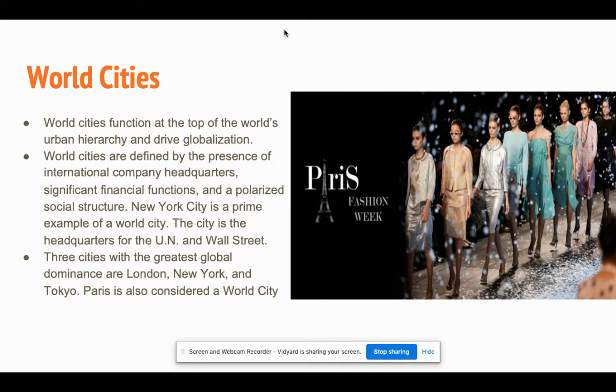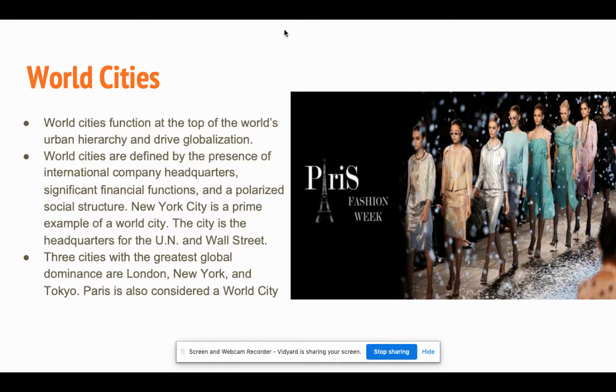One of the greatest examples of globalization is something called world cities. World cities are basically these cities around our world today that are the top of the urban hierarchy. What I mean by that is that they are so influential in influencing other cities around the world as well as other communities around the world. These world cities help to drive globalization. The image you see on the screen right now is of Paris's Fashion Week. If you think about some of the fashion trends that happen in Paris, they trickle down to the rest of the world. In addition to that, it's another example of hierarchical diffusion.